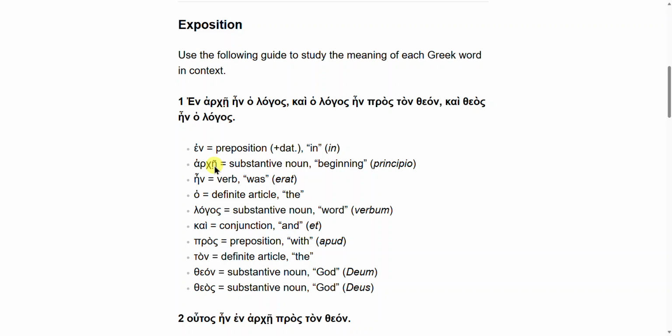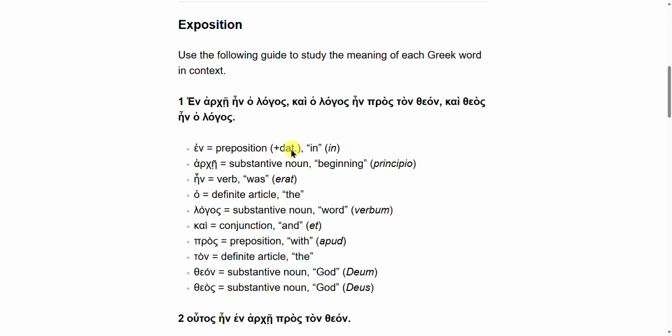So we'll always use the Vulgate as our guide because the Vulgate was St. Jerome's interpretation of the Greek text. So we'll always keep that in view to help guide our translation and study of the Greek. So let's get started here. First, the preposition en is followed by the dative case.